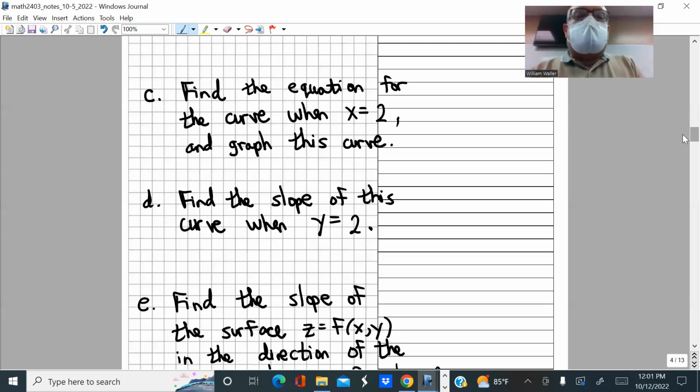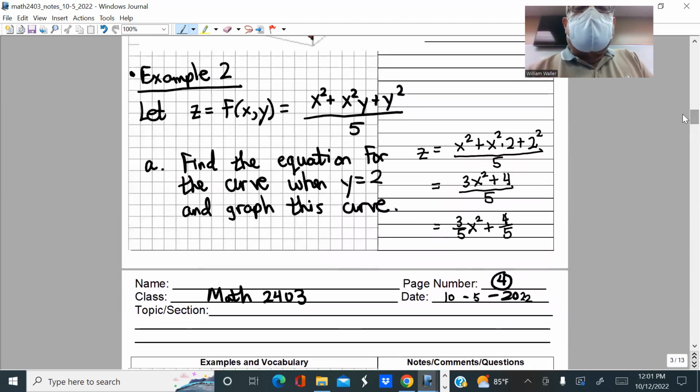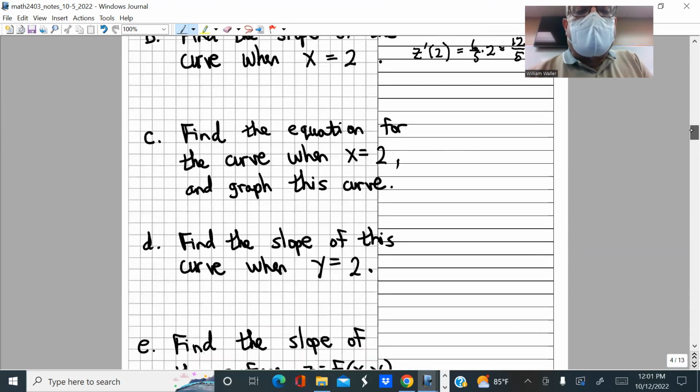Let's start here. What is the equation if we fix x to be 2? You just plug 2 in for x, right? So you get 4 plus 4y plus y squared. Is that right? So z equals 4 plus 4y plus y squared. Of course, it's all divided by 5, right?